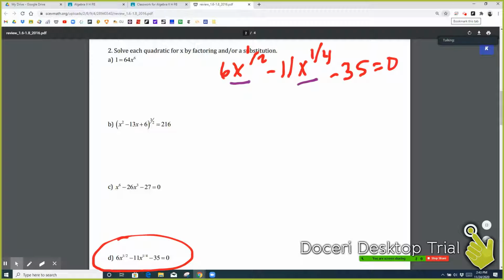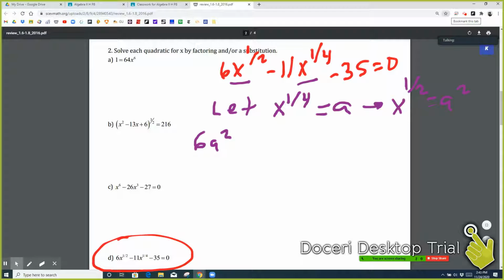So when that happens, you could do substitution and let the variable raised to the smaller exponent equal something like a. And then when you square both sides, that becomes x to the 2/4, so x to the 1/2 is equal to a squared. So we can substitute in a squared for x to the 1/2, and a for x to the 1/4. So now we're going to solve this like a quadratic. And the way we would solve this quadratic is by factoring.